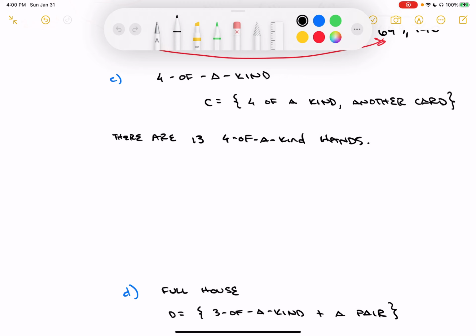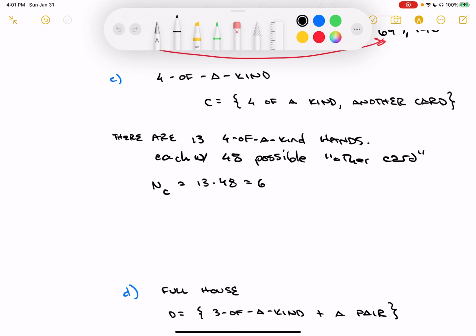And each of those, so there are 13 four of a kind hands, each with what? 48 possible other card hands. So once I know which face is going to give me my four of a kind, well, those 4 are pulled out of the deck, right? And I've got 48 left. Any one of those other 48 cards could be added in there, and it's still going to be a 4 of a kind hand. So one way of thinking about this is that the number in C, the number of 4 of a kind hands, is going to be equal to, you choose the number of faces, 13, times the 48 in there. And if I do that, that's going to be equal to 624.